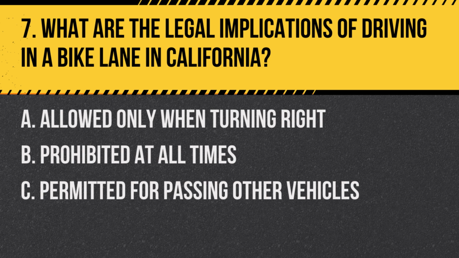Question 7. What are the legal implications of driving in a bike lane in California? A. Allowed only when turning right. B. Prohibited at all times. C. Permitted for passing other vehicles.